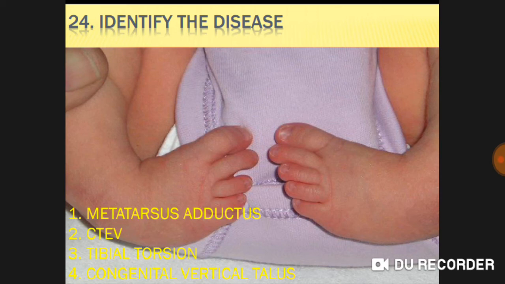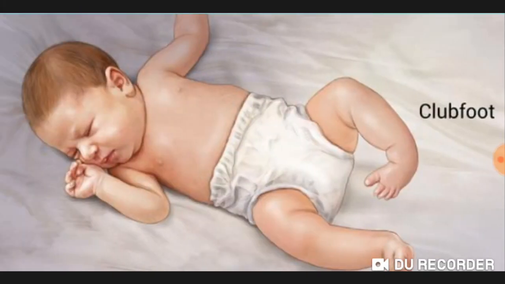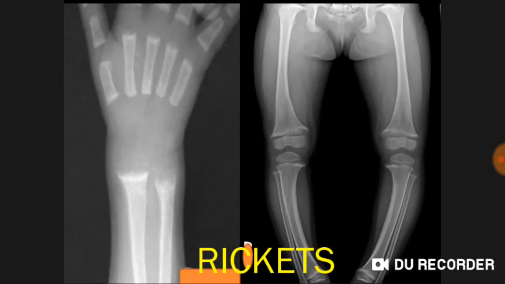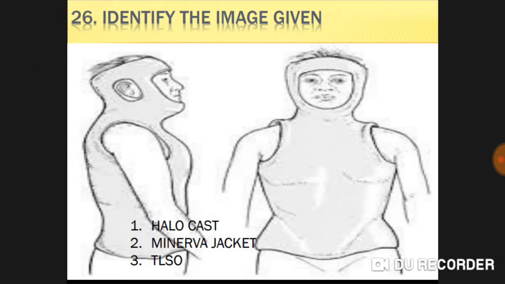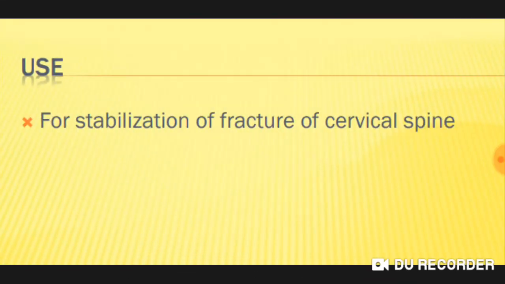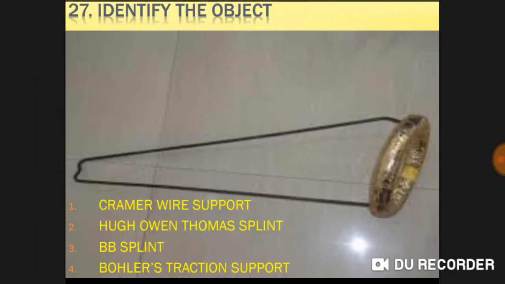Identify the disease. This is CTEV, clubfoot. Now, identify the disease. This is visible. This is rickets in child. Rickets. Identify the image given. What kind of image is this? This is like a jacket. So, this is Minerva jacket. Minerva jacket. For stabilization of fracture of cervical spine, we use this.